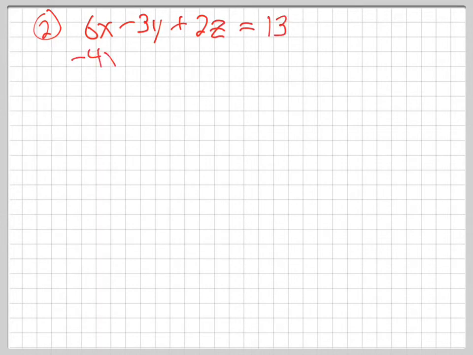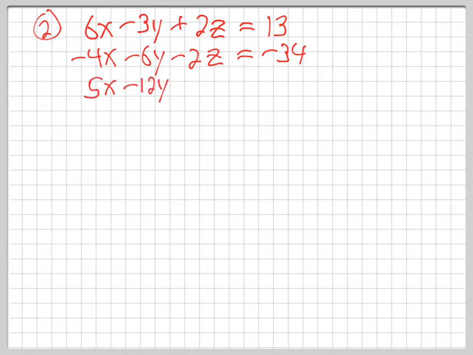Let's try another one. These are long. There's only 4 questions in this section because these are very long. Let's try number 2. So 6x minus 3y plus 2z is 13. Minus 4x minus 6y minus 2z is minus 34. 5x minus 12y plus 2z is minus 17.